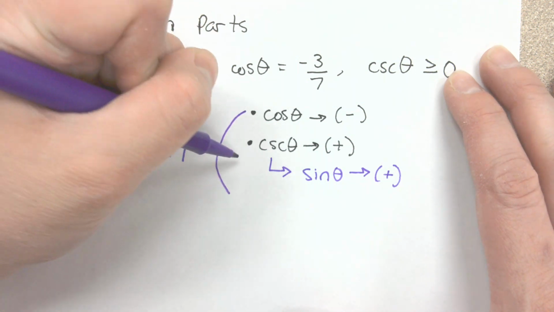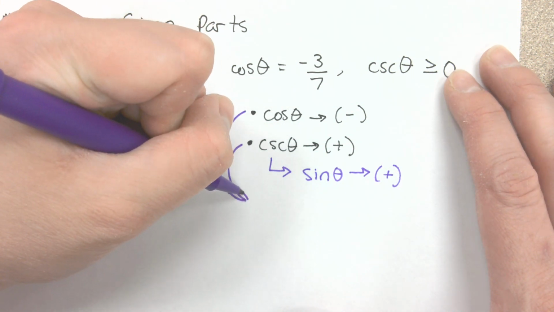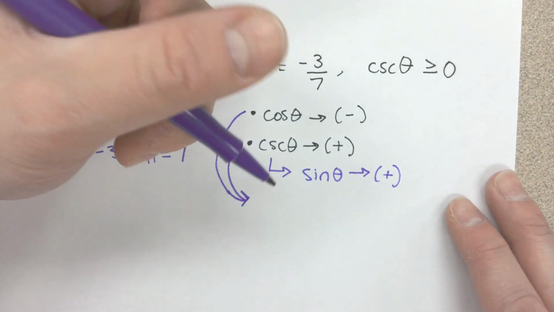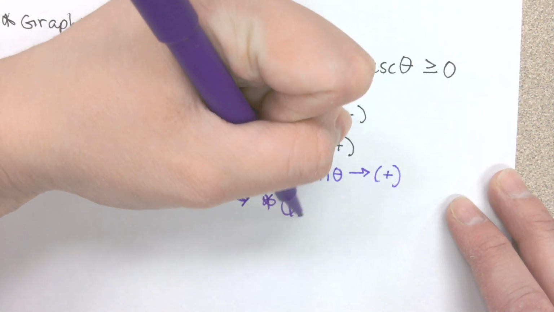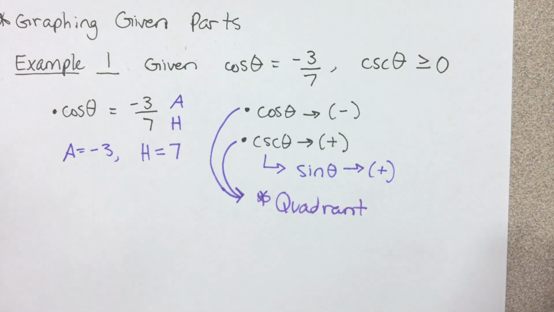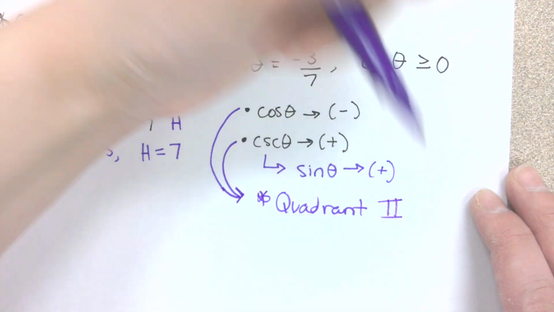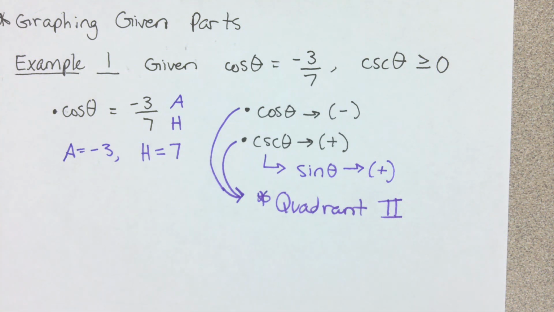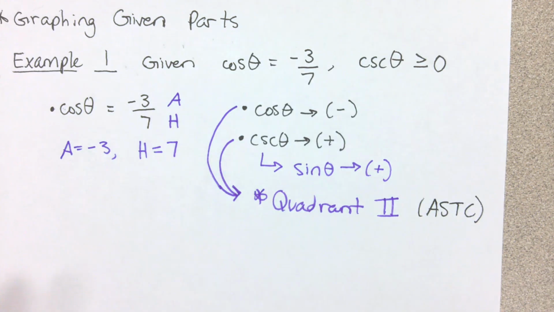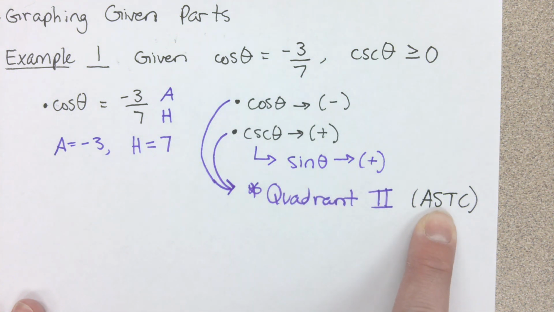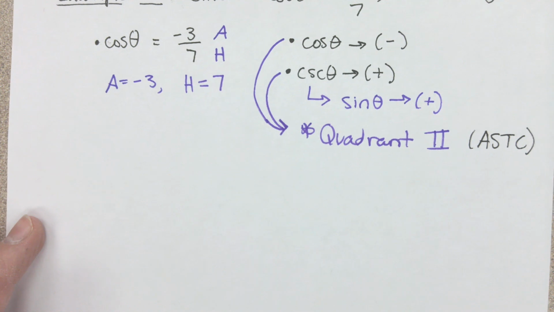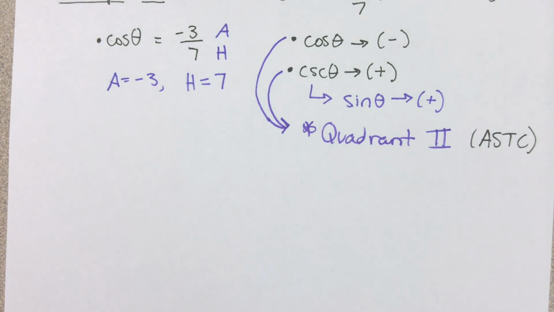Now putting both pieces of information together. Positive sine, negative cosine. Which quadrant are we in? Second quadrant. We remember all students take calculus. Sine is positive in the second quadrant. That's how we know that. This information is what we need in order to make a graph.